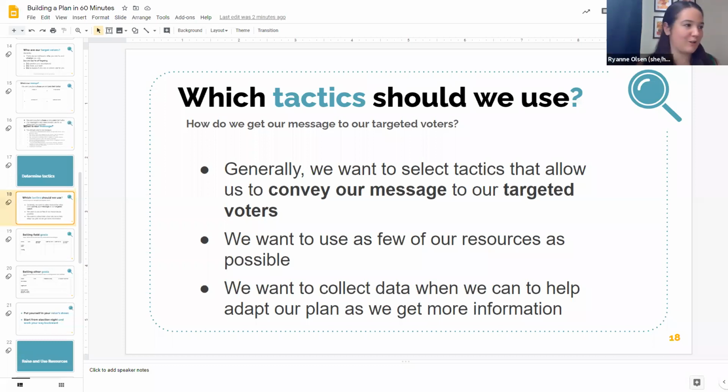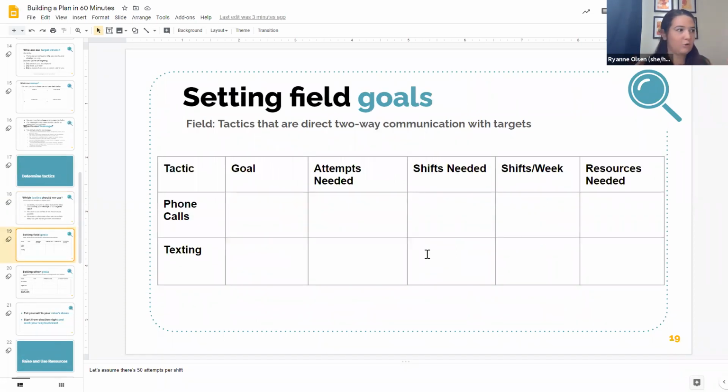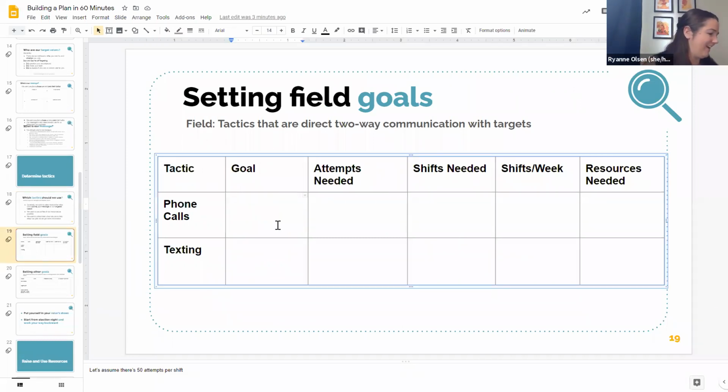So for the sake of this campaign, and again, if folks have any issues, we can try to adjust it, let's talk about setting our field goals. Field are tactics that have two-way communication with voters, and we focus our field goals on phone calls and texting. Those are the two major ways I'm seeing folks reach out to voters. And again, this is meant to show you the process. If you want to do more on your campaign, cool. We do only have 10 minutes, so I'm going to go through this a bit more quickly.